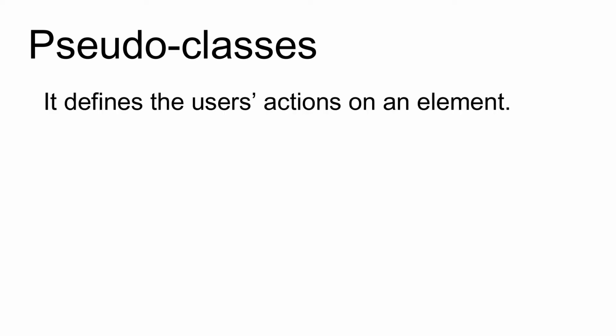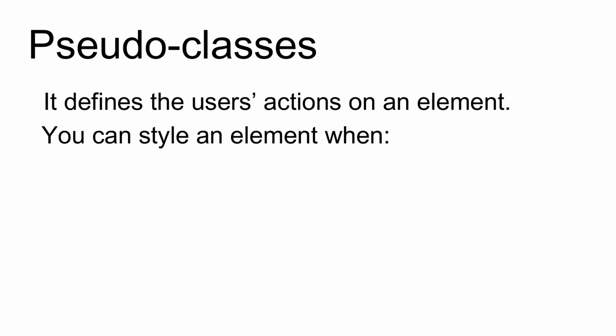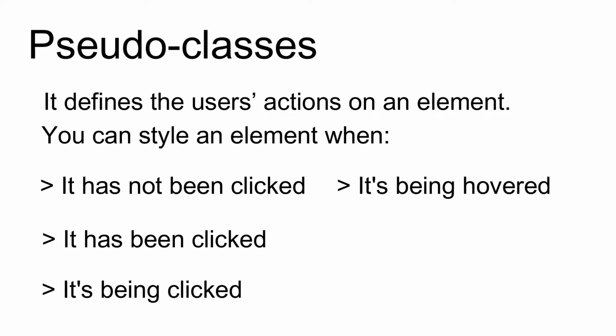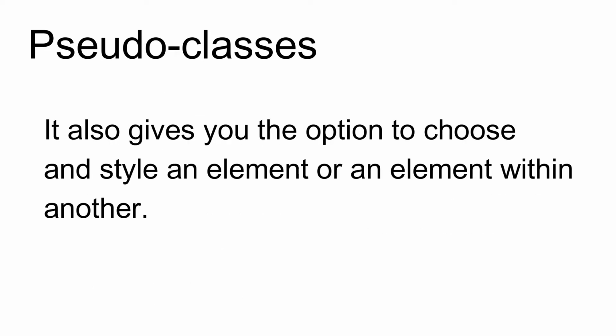Today I will be teaching a lesson on CSS pseudo-classes. It defines the user's actions on an element. For example, you can style an element when it has not been clicked, it has been clicked, it's being clicked, it's being hovered, or it gets focused. Pseudo-classes also give you the option to choose and style an element or an element within another.